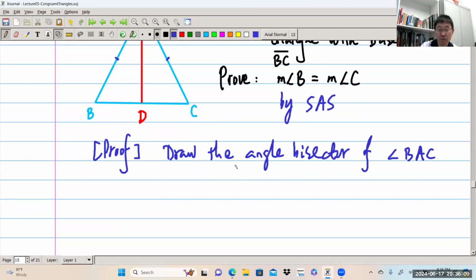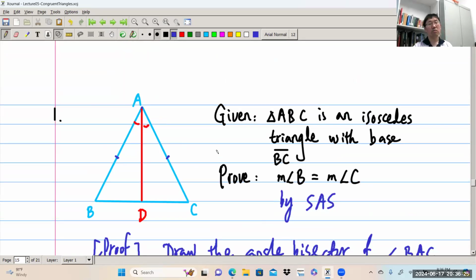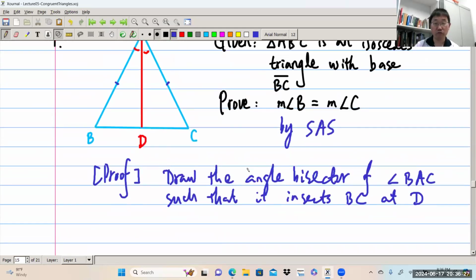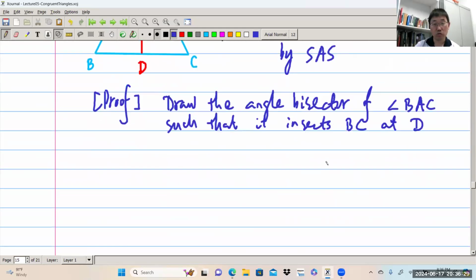Let there be an angle bisector of angle ABC, such that it intersects BC at D. So that angle bisector is simply AD now, right? Now I can finish the proof using the SAS congruence postulate.